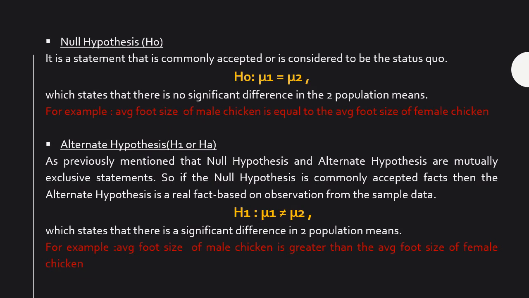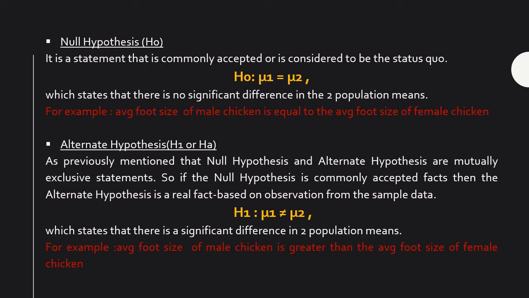Moving ahead, here is the first terminology, that is the null hypothesis. Basically, it is the commonly accepted or general fact about any population. Let us say our H0, the null hypothesis, states that the mean of two populations is the same, that is mu1 equals mu2. In a real world example, consider two breeds of chicken, male and female. As per our null hypothesis, we can consider that the average food size of male chicken is equal to the average food size of female chicken. This is the most ideal condition, correct?